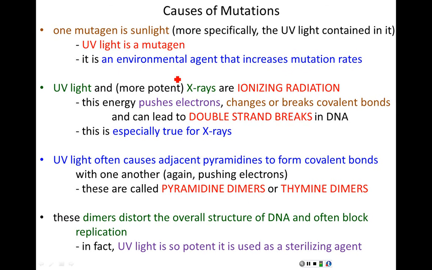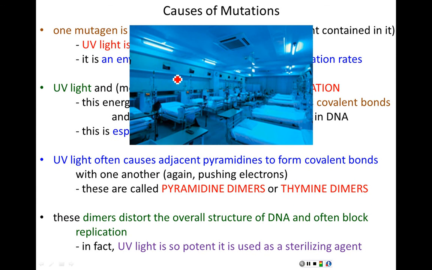Blocking DNA replication is a huge affair for the cell. In fact, UV light is so good at causing cells to die that we use it as a sterilizing agent. How many of you have seen this in one context or another? We even have this in 310. If you're curious, let me know and I'll show you in the lab, the room that we have our genetics labs in.